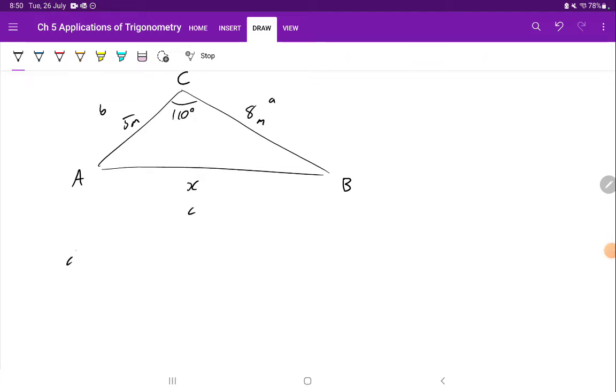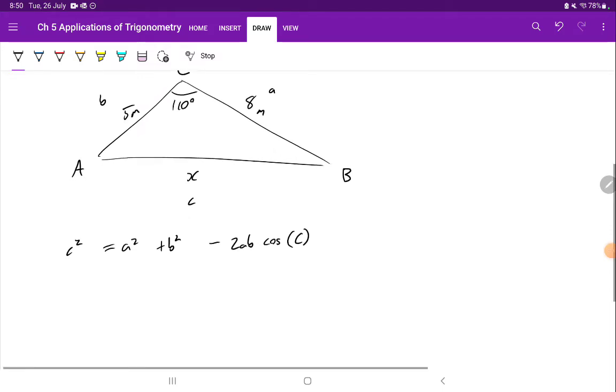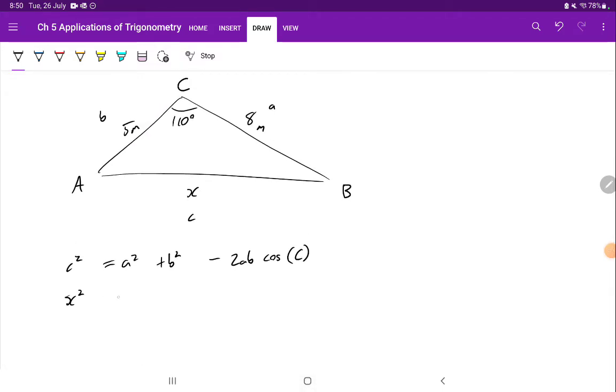So, C squared equals A squared plus B squared, take 2AB cos C, angle C. So, substitute everything in we know. X squared on the left. A squared is 8 squared, B squared is 5 squared, minus 2 times A, which was 8, times B, which was 5, times cos of angle C, which was 110 degrees. Alrighty. So now we can nearly work it out.